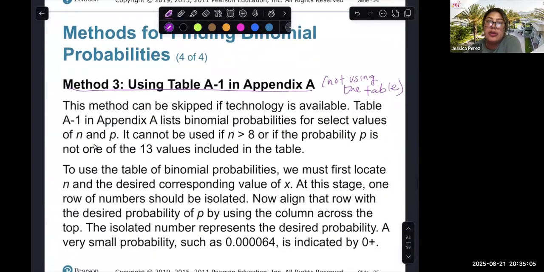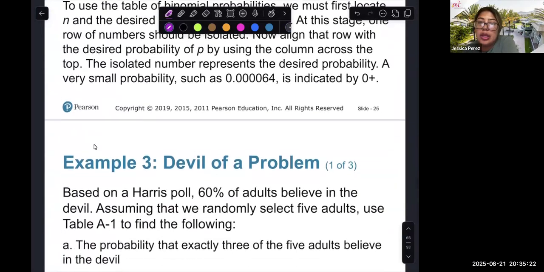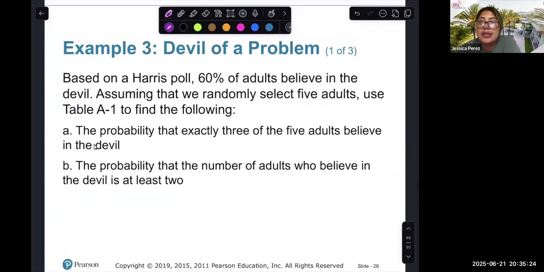Now, the third method was not using the formula, not using your calculator, but looking at Table A-1. You can find that in Appendix A. For us, we're typically not going to be using the table. However, I do want to show you an example on how to use the table, just in case.